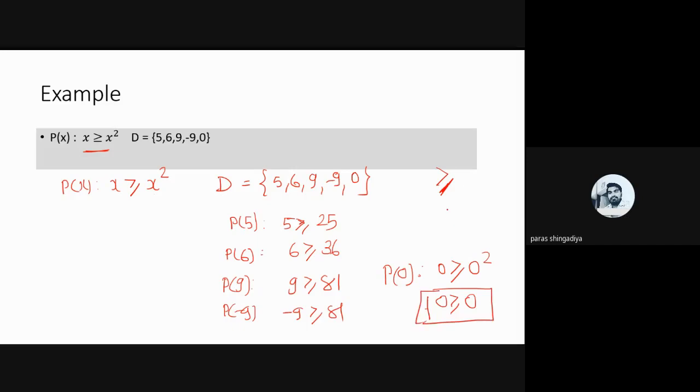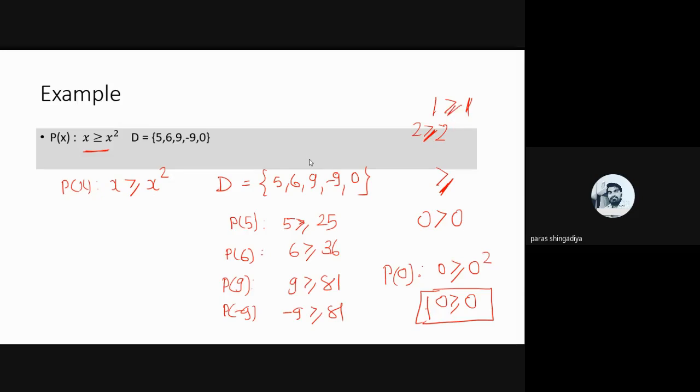If we remove the equality between them, then 0 greater than 0 is wrong. 1 greater than 1 is wrong. 2 greater than 2 is wrong. But if we consider equality between them, now it is true. 1 greater than or equal to 1 is true, and 0 greater than or equal to 0 is also true.